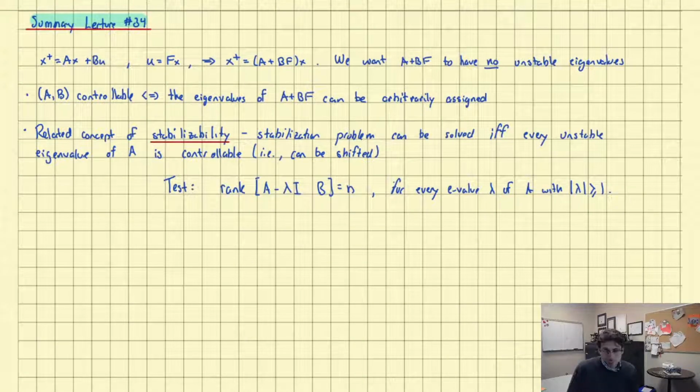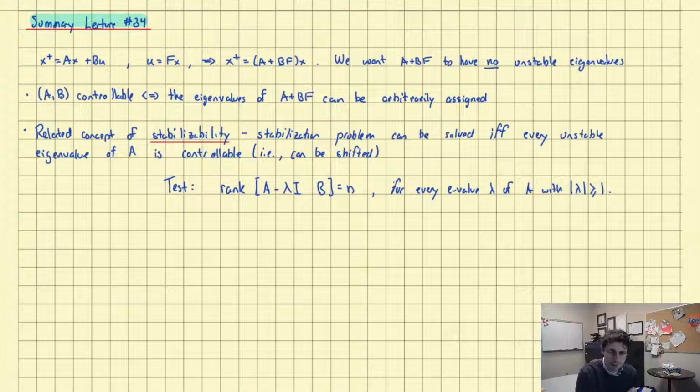Of course, if we're just trying to solve a stabilization problem, we don't actually need to be able to move all of the eigenvalues of the open loop system, right? The open loop system is just A. What we really want to do is change the unstable eigenvalues of A, right? The stable ones we can live with. And so that led to this related notion of stabilizability. Basically it says that our original problem of stabilizing this system is solvable if and only if the pair AB is stabilizable, which means that every unstable eigenvalue of A is controllable, i.e. you can actually move those, so you can get out of that unstable region, okay?